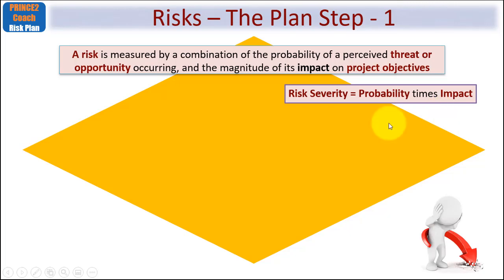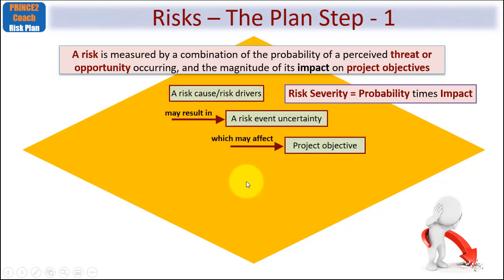But there's actually three parts to a risk. And it's another area where students don't take enough notice. So let me just try that on you here. To start with, you have the cause of a risk, sometimes called the risk drivers. And as a result of those, what may result is the risk event uncertainty itself, which in turn will affect one or more of the project objectives.